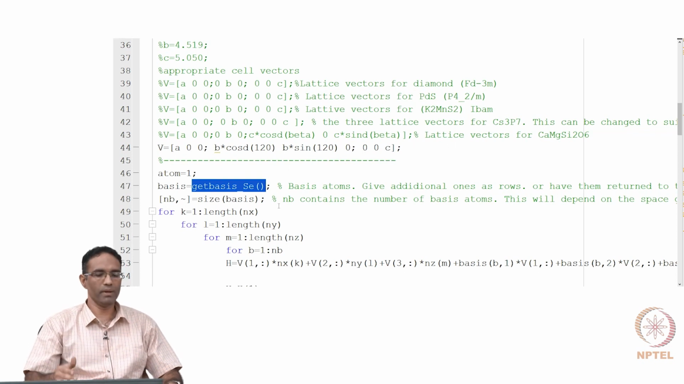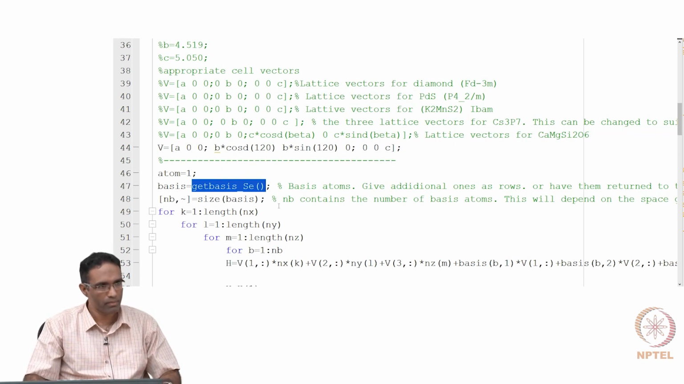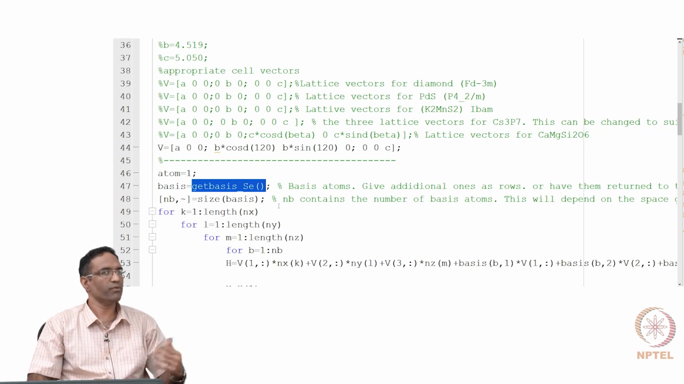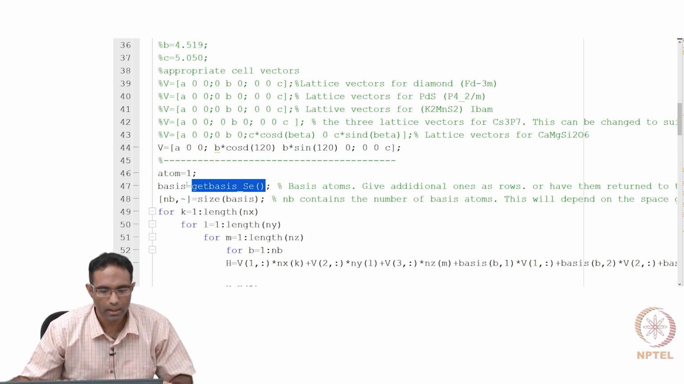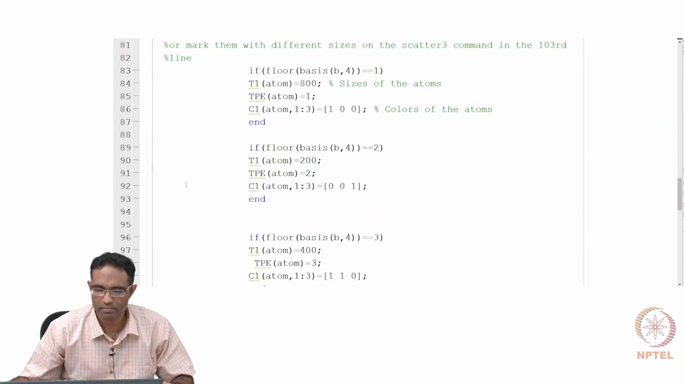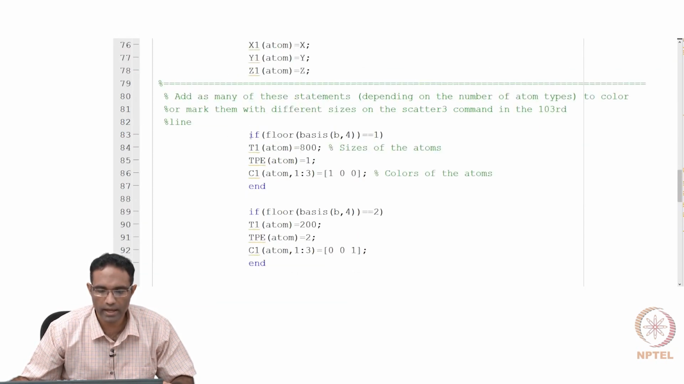Right now the basis array contains one additional column, which represents an integer 1, 2, 3, 4, and so on, giving some information on the atom so that you can decide how to color it. So for example, basis 4th column, if you look at the 83rd line, I say if floor basis b comma 4 is equal to 1. So if it is atom type 1, and this would have been named in the get basis function, we would have named the bth basis 4th column as 1 for some atom.